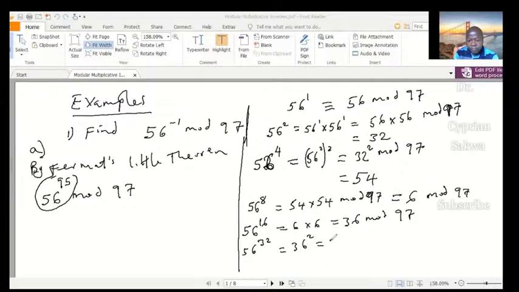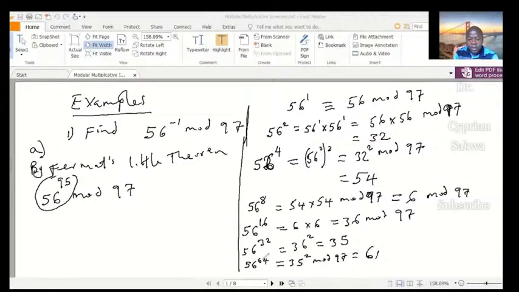You get 35. And then let's also square this. 56 raised to 64 will be 35 squared mod 97. So what is the remainder when 35 squared is divided by 97? And when you do that, you get 61.